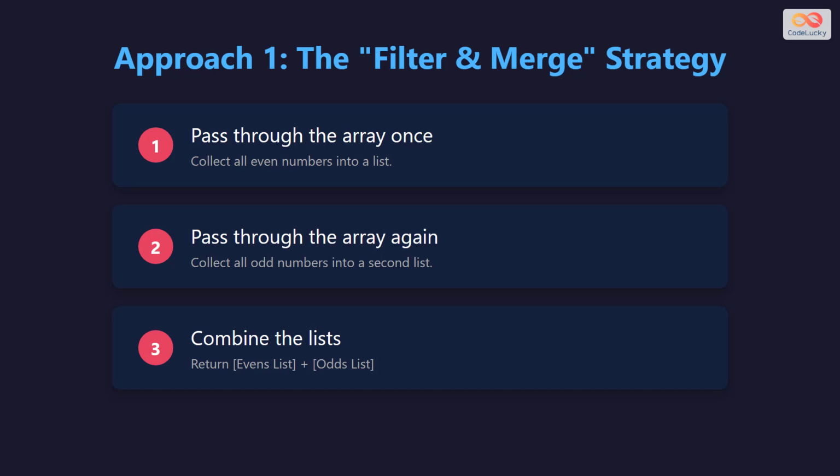The most intuitive way to solve this is the filter and merge strategy. It's very straightforward. Step 1, we look through the array and collect all the even numbers into a new list. Step 2, we do the same for odd numbers. Finally, in step 3, we just join the two lists together to get our result.